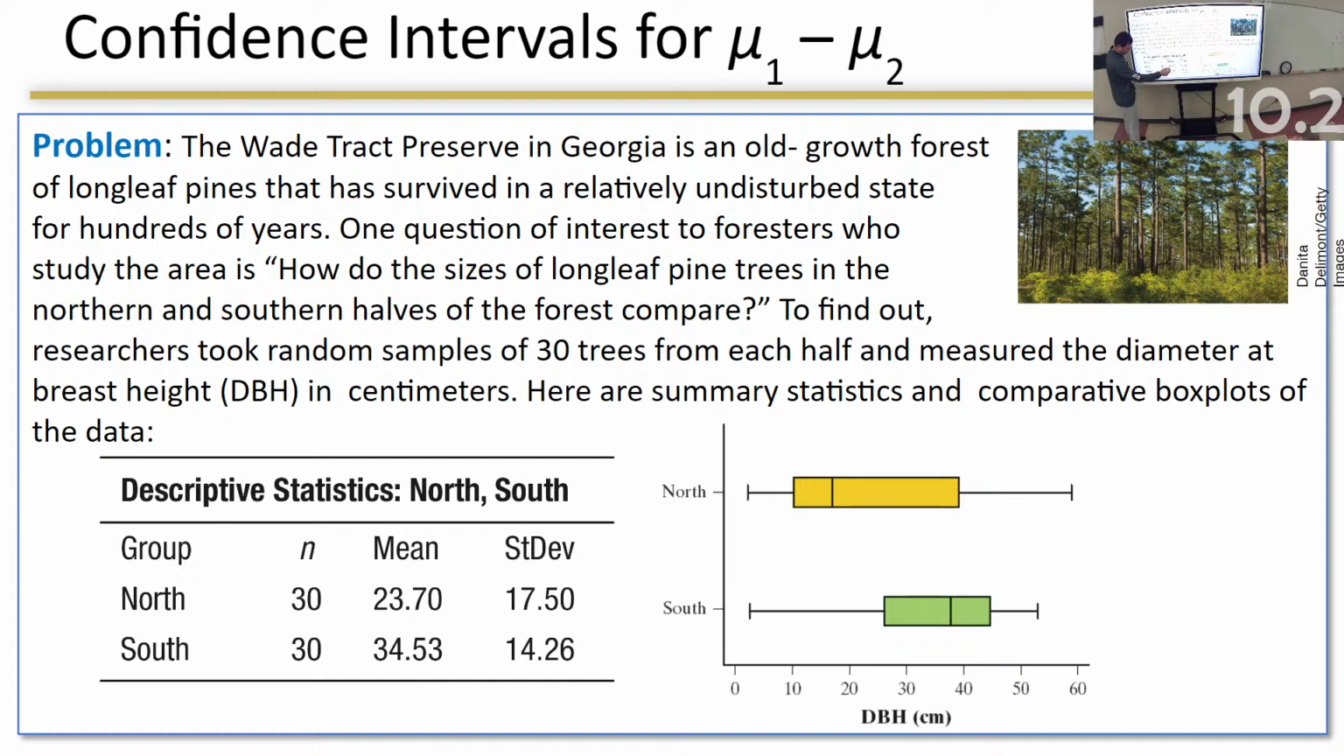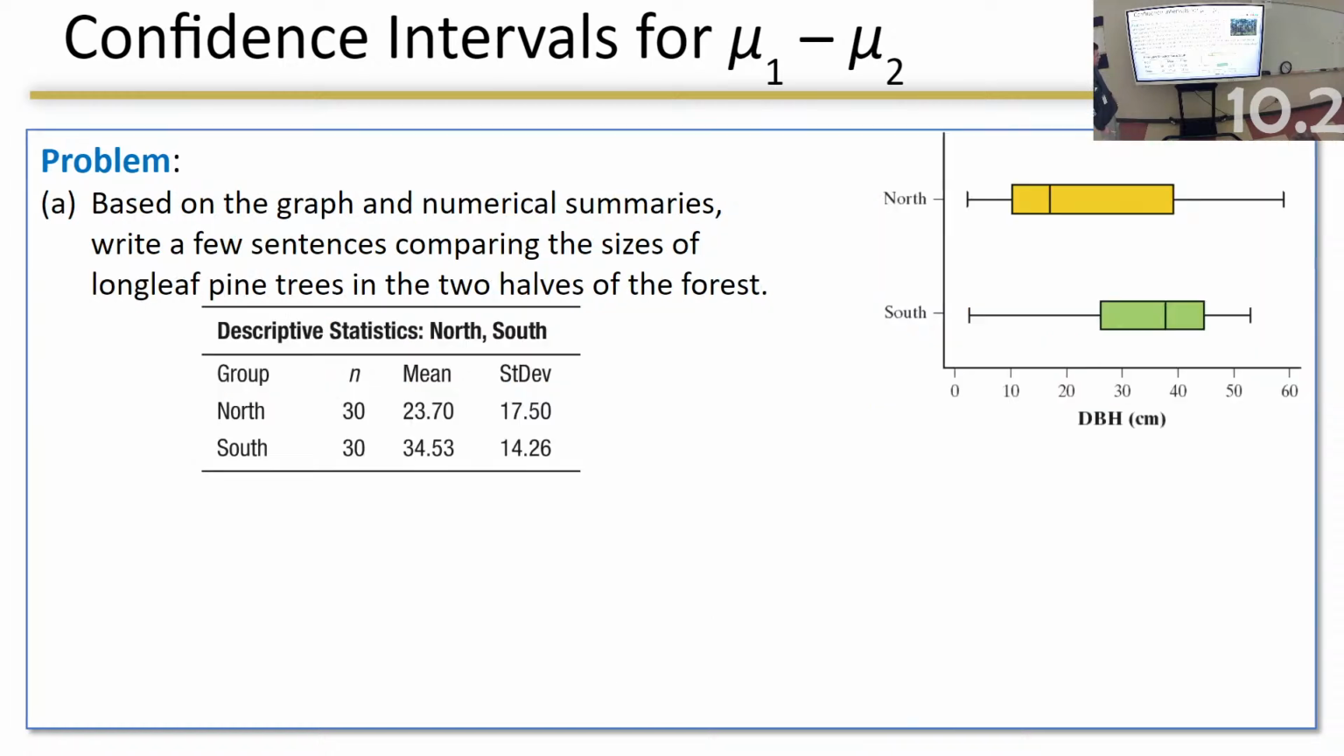Here are the summary statistics. Both samples are 30. Here's the mean of the northern group, and here's the mean of the southern group, quite a bit larger. There's the standard deviation of the northern and the standard deviation of the southern. For some reason, they graphed both of those. I don't think I care about those graphs because both are 30. They didn't ask anything yet.